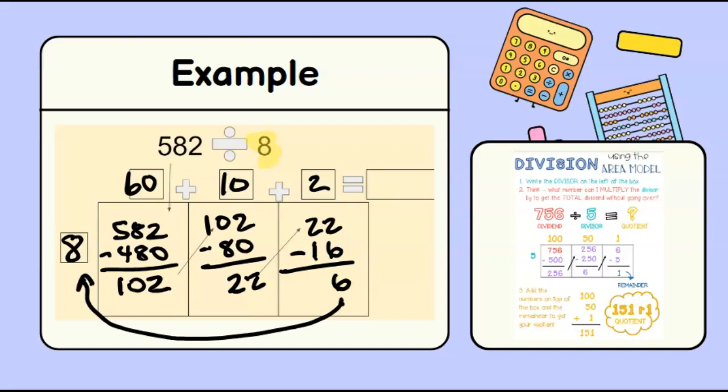So my next step is to add everything up at the top. I know my remainder is 6, so I can't multiply anything by 8 to get 6. So that's going to leave my remainder at the end. I'm going to take 60 plus 10 and plus 2. So 60 plus 10 is 70, plus 2 is 72. My quotient is 72, remainder 6.